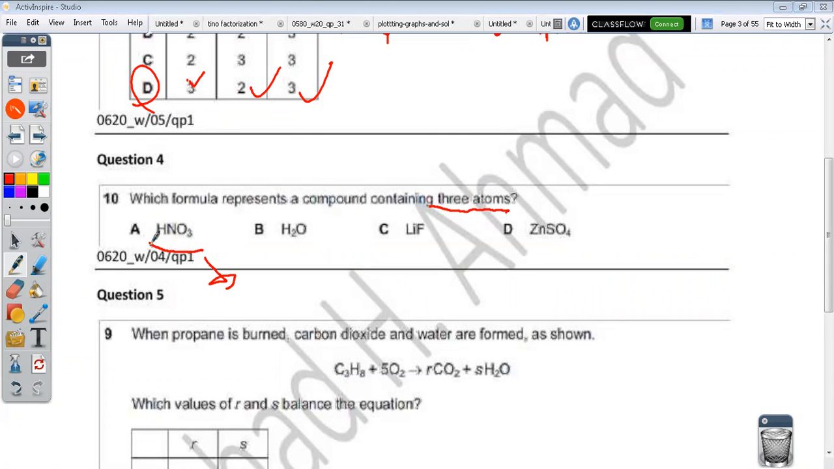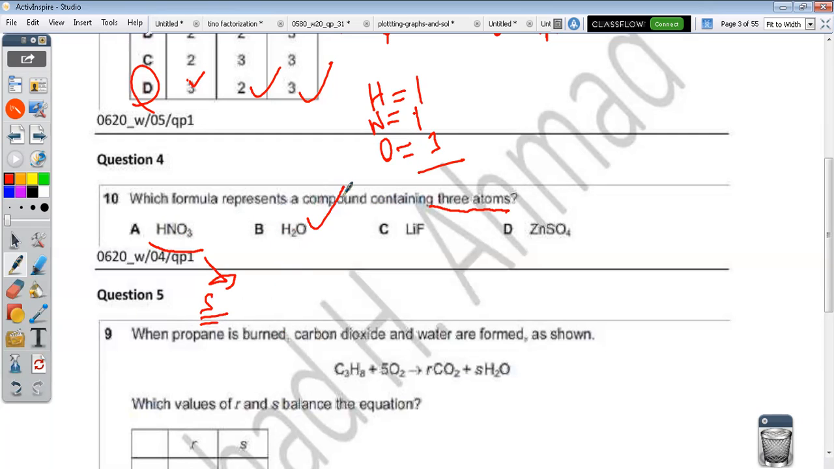So what did you say, Mfaro? How many hydrogens do I have? Just to give you a hint, 1. How many nitrogens? 1. Look at your formula there. Not difficult. How many oxygens? 3. So how many atoms altogether? 5. That's not correct.